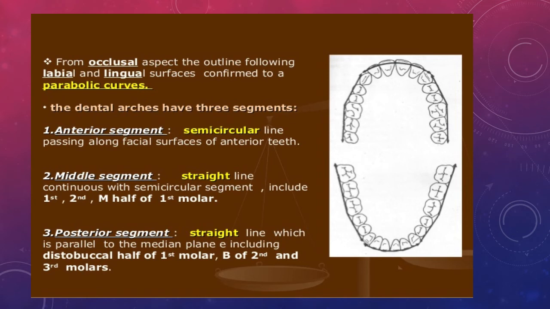The dental arches have three segments. First, the anterior segment: a semicircular line passing along the facial surface of the anterior teeth. Second, the middle segment: a straight line continuing with the semicircular segment, including the first and second premolars and the mesial half of the first molar. Third, the posterior segment: a straight line parallel to the median plane, including the distobuccal half of the first molar and the buccal surfaces of the second and third molars.